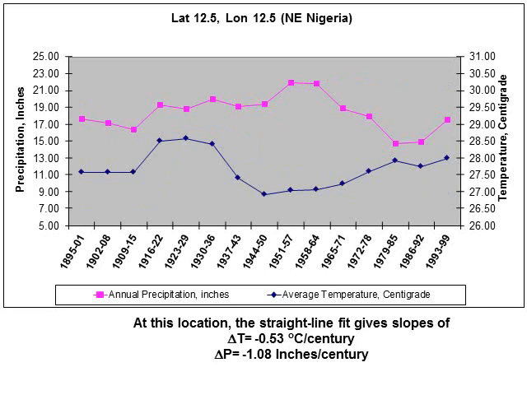Next, here would be Northeast Nigeria, the 5x5 grid, what we found for that. Same way, using the 7-year points, temperature declining about a half a degree centigrade per century, precipitation on average declining by about an inch per century.